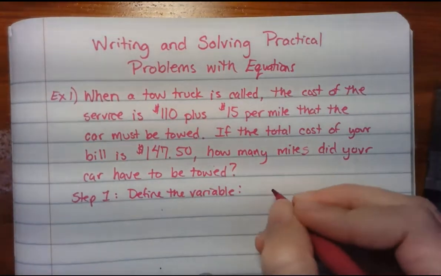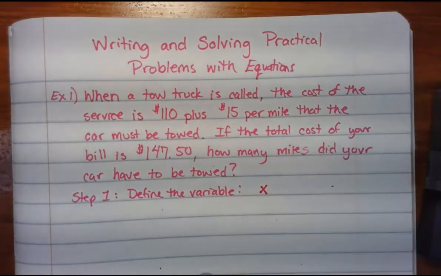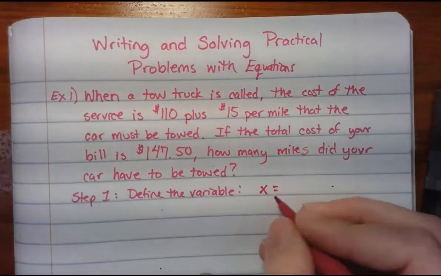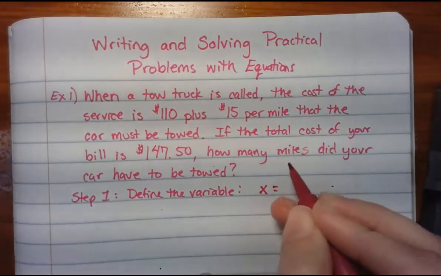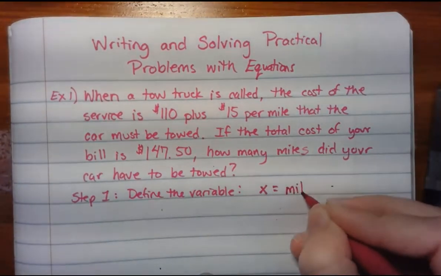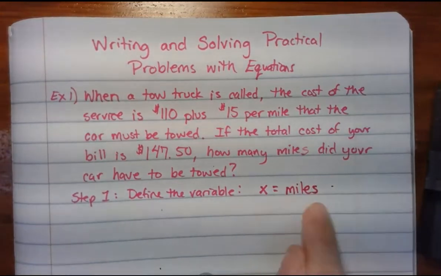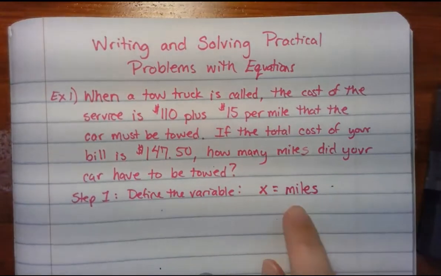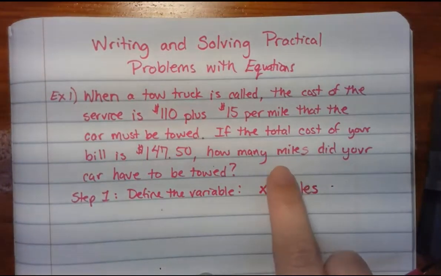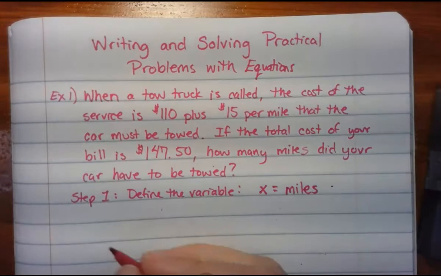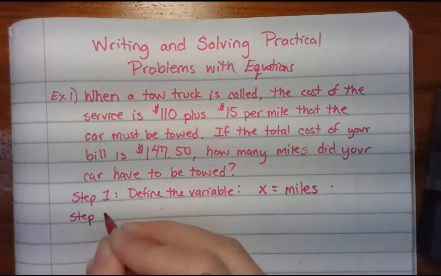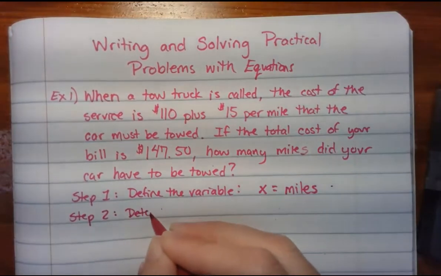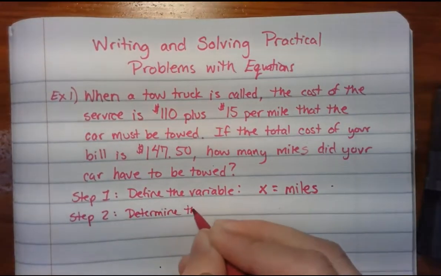All right, now you could use any letter. I'm just going to choose to use X because X is the most commonly used one. And so what is X standing for in this problem? We do not know how many miles. So I'm just going to make a little note off to the side here that my missing variable, define the variable first, X is going to stand for miles. That is what I do not know. It's how many miles did it have to be towed. All right, step 2. We are going to determine the constant.